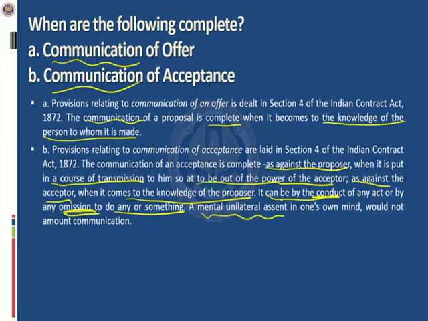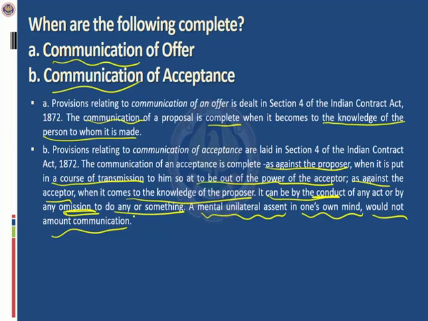A mental unilateral assent in one's own mind would not amount to communication. Now what does this mean? What is a mental unilateral assent? Let's identify the word unilateral. One-sided. Uni is one. Unilateral assent would be that only one side knows the particular mindset, what my mind's view is on a particular point or topic. So if I know I have accepted an offer, it does not mean that I have accepted and communicated. Therefore, if I have accepted, I need to communicate. I do not need to put it in my mind.